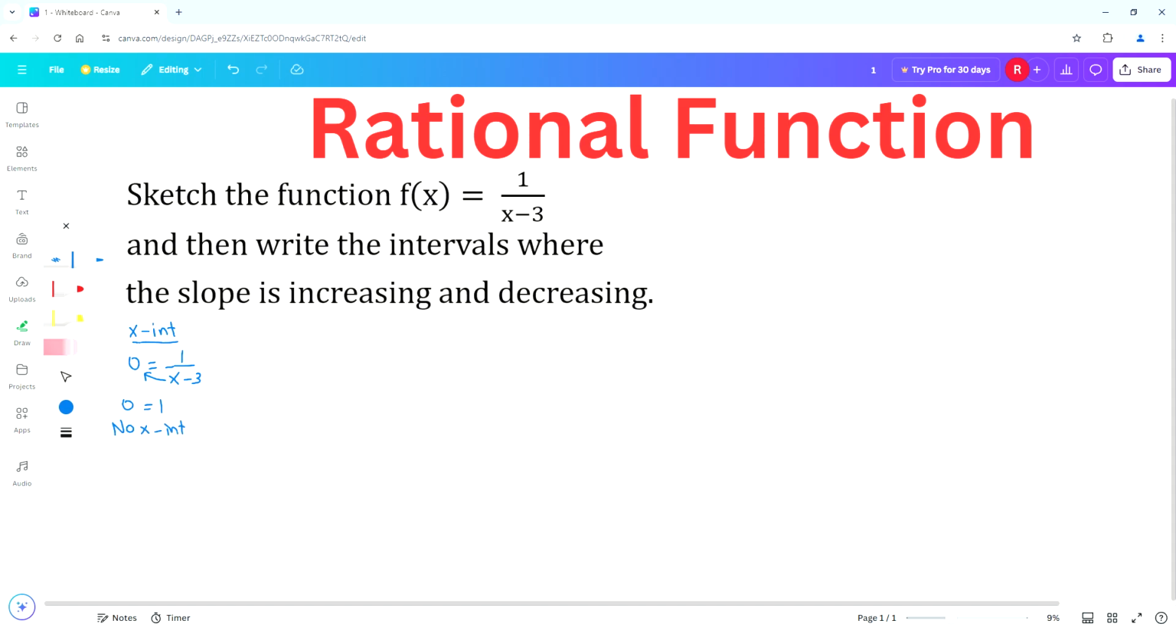Now we can find the y-intercept. For y-intercept, we should sub in x as 0 in the given function. Zero minus 3 is equal to negative 3, which is equal to just negative 1 over 3. So the y-intercept can be written as an ordered pair as 0, negative 1 over 3.